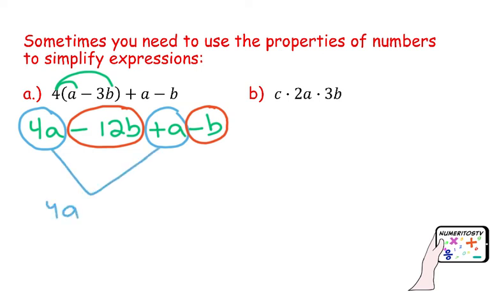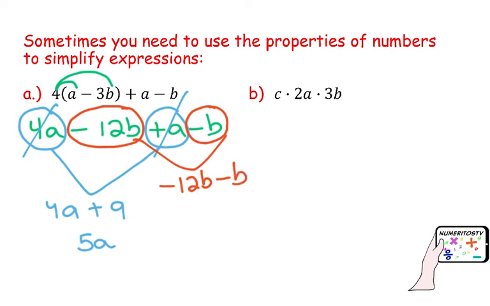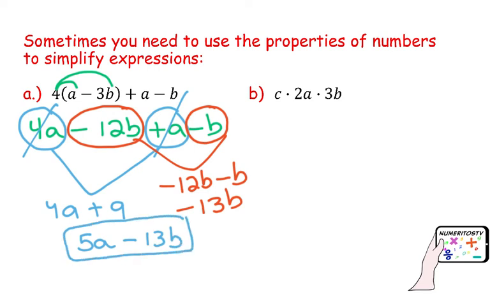4a plus a, that is 5a. I'm done with the blue ones. And the red ones will be negative 12b minus b. So that will be negative 13b. So I just rewrite negative or minus 13b here, and this will be my final answer. I cannot subtract a's and b's, so that will be the simplest form of my expression.